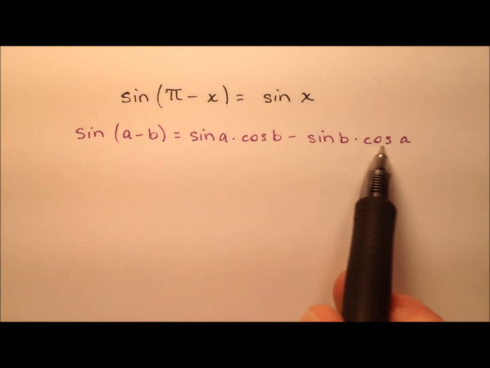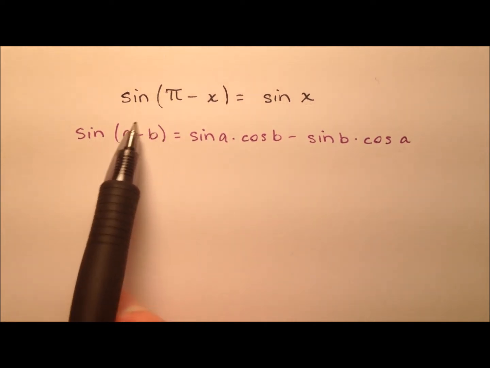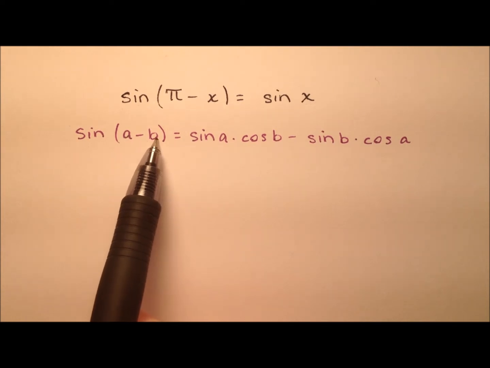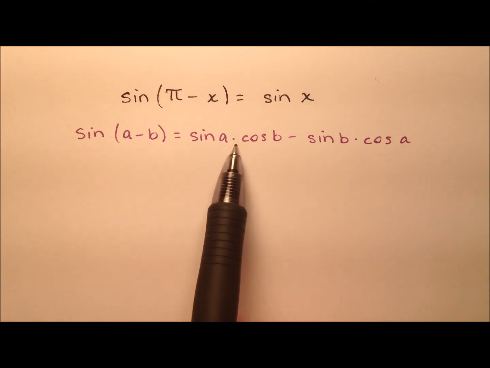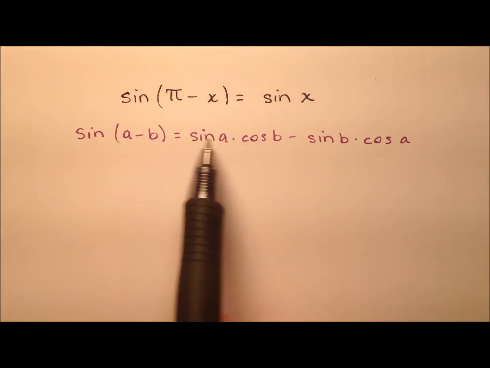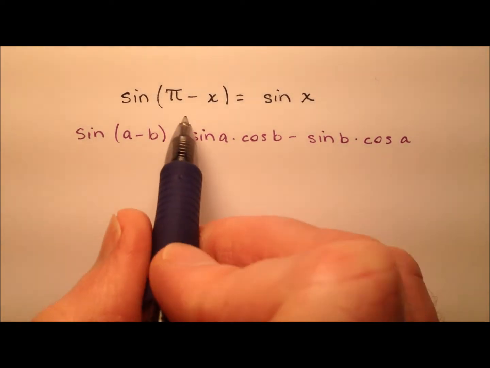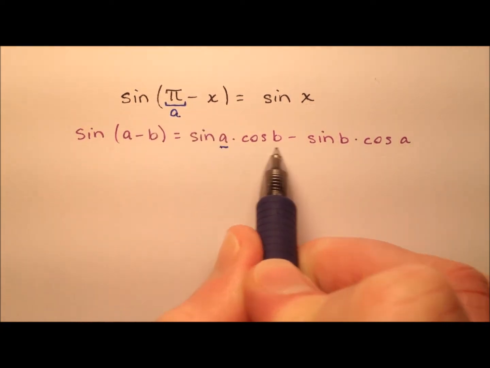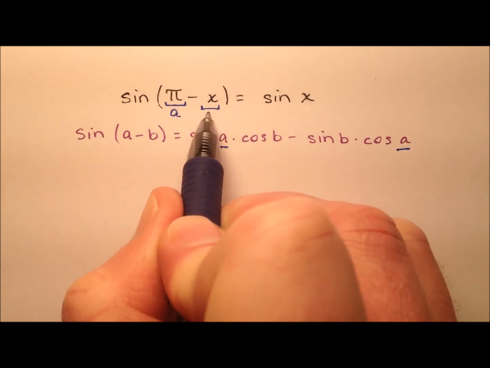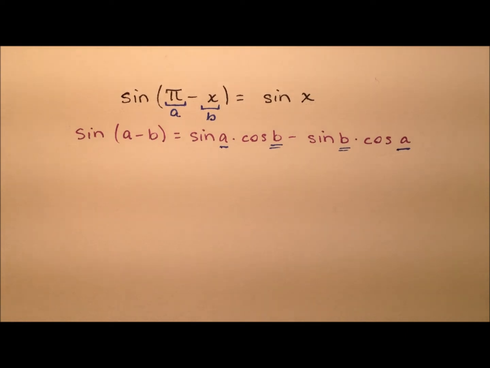Okay, so let's employ this difference identity for sine. We're saying the sine of the difference of two angles, A and B, will have this expansion. It's the sine of A, which is that first angle, times the cosine of B, which is the second angle, minus the sine of B times the cosine of A. So let's use that, and on the left side here, this pi will be our A value, which will go here and here, and this x will be our B value, which will go here and here. And let's see what we're working with.